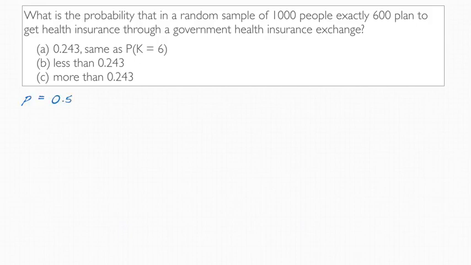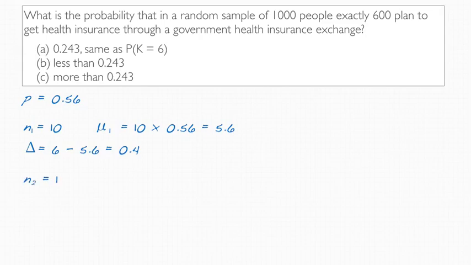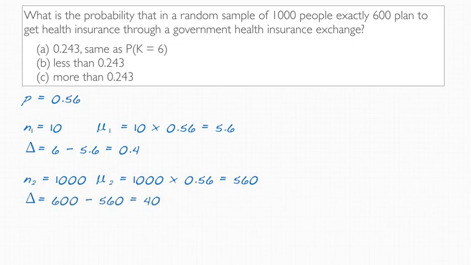Once again, the probability of success is 0.56. In the previous exercise, the sample size was 10, so the expected number of successes would be 10 times 0.56, 5.6. The difference between the expected and the desired number of successes then would be 6 minus 5.6, 0.4. In this exercise, the sample size is 1,000. So the expected number of successes is 1,000 times 0.56, 560. The difference between the expected and the desired number of successes is then 600 minus 560, 40.